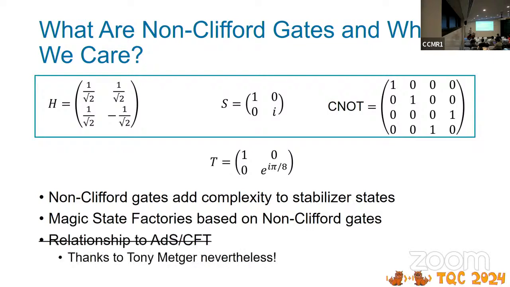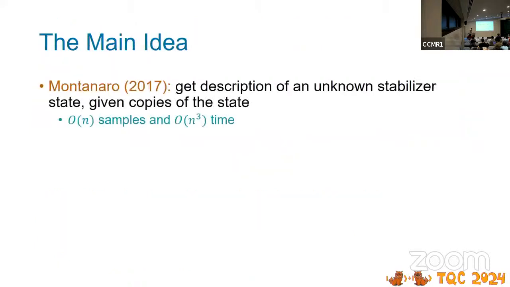And the original reason we were looking at this problem is that there was thought to be a relationship with ADS-CFT. So Tony Metger approached us with this problem. It turns out that both the conjecture that they had and the relationship that they were thinking about are not true, but we thank them nevertheless for giving us this problem. Okay, so what's the main idea?